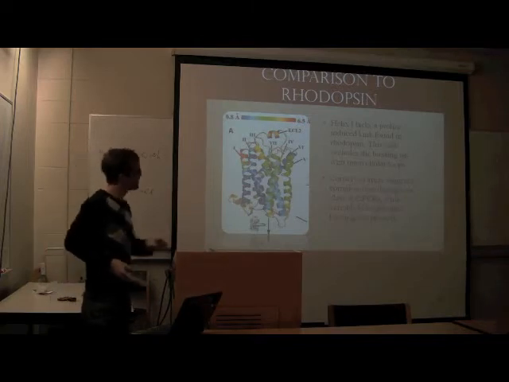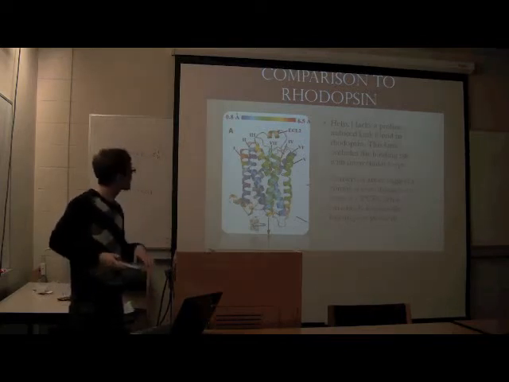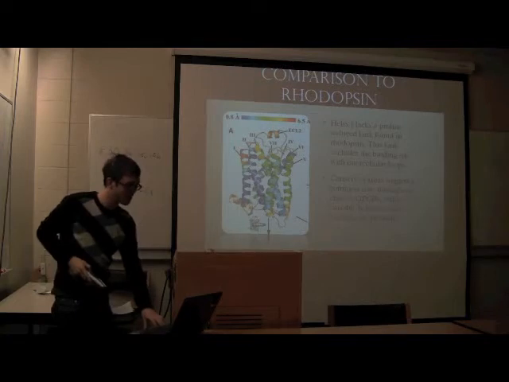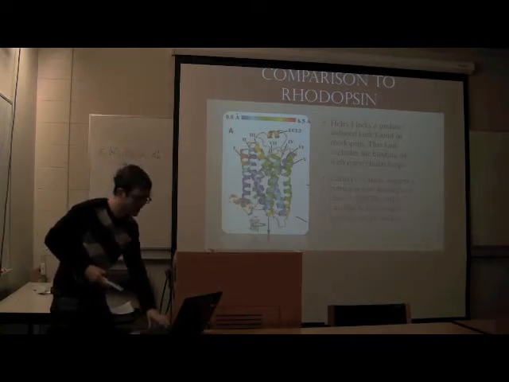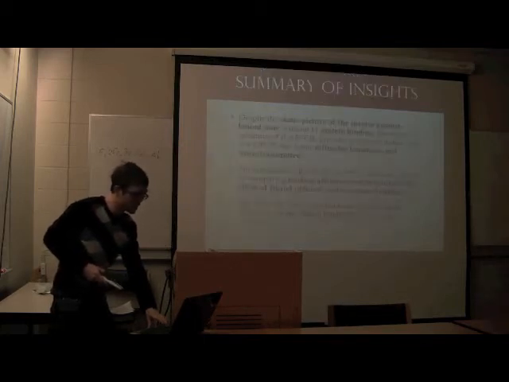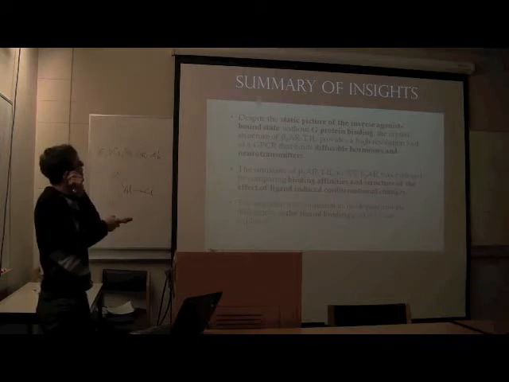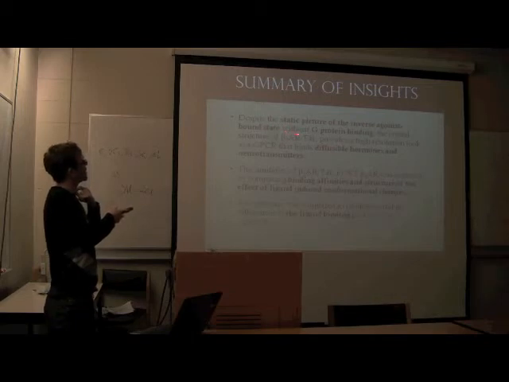Maybe the results are a little lackluster in my explanation. But this was a big deal at the time because it had never been done. And it really will help our understanding of how to design drugs. But here is just our summary. So we have an inverse agonist state of this beta-2 adrenergic receptor.